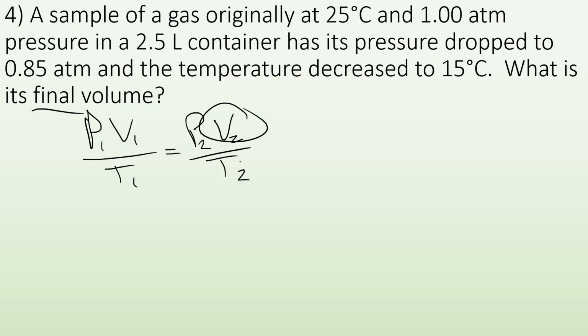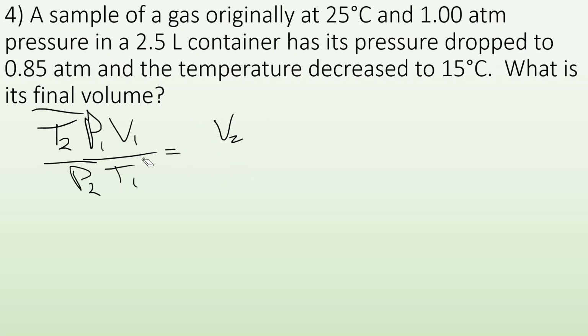It doesn't look like anything's kept constant here, so let me do a little rearranging. If I want V2 by itself, I've got to multiply both sides by T2. That cancels out over there, and I've got to divide each side by P2 to cancel it out over here. So I get this equation, V2 equals T2 P1 V1 over P2 T1. All right, so now I can deal with these ugly numbers.